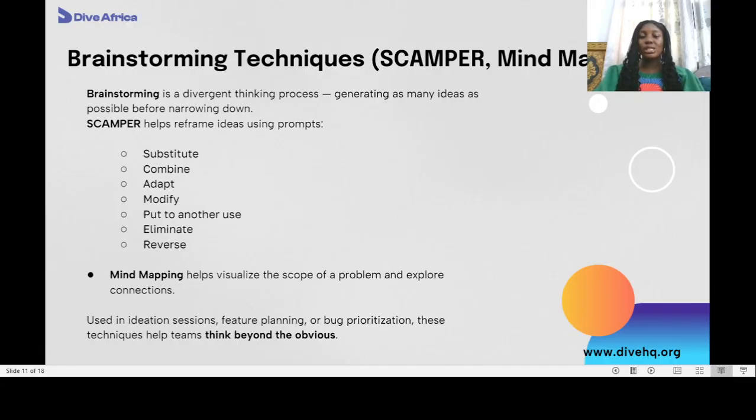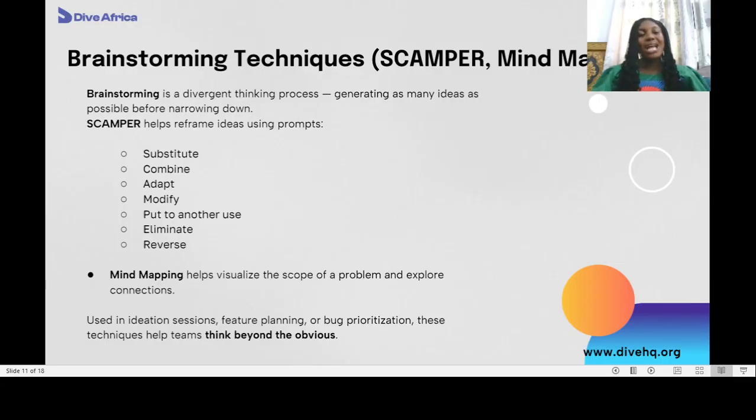We can use the SCAMPER framework. We can use the SCAMPER approach to brainstorm ideas, to generate more new ideas.